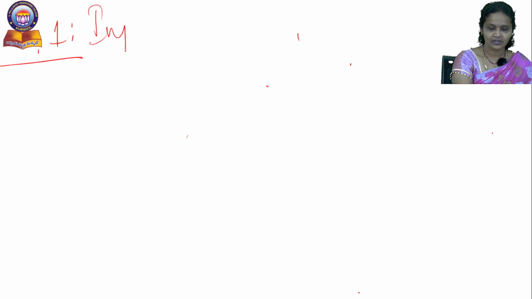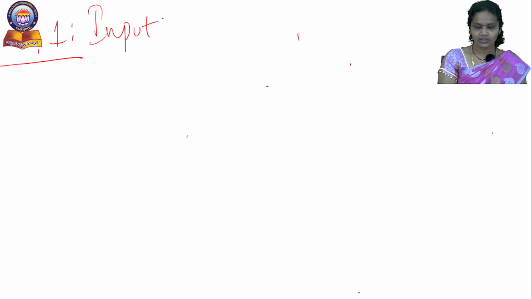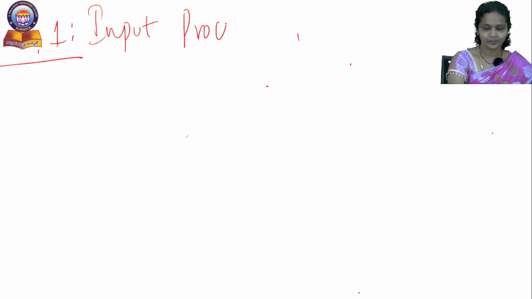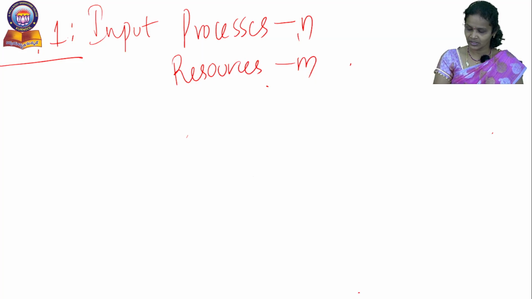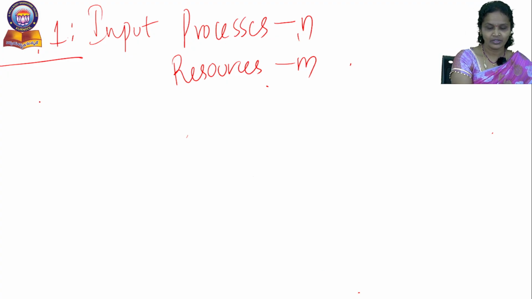So this is the code for the banker's algorithm. Step 1 is that we are taking the input. What is that input? Processes and resources. Processes are n, resources are m. That is the first step. After we take that input, next we need to take two data structures.